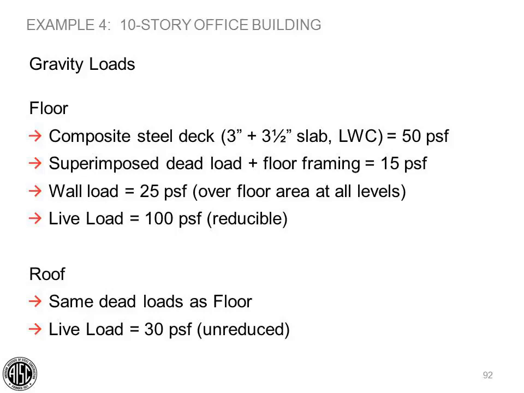Here are the gravity loads. The floor uses a 3-inch composite steel deck plus 3.5-inch lightweight slab equals 50 psf. Superimposed dead load plus floor framing allowance is 15 psf. We have a wall load of 25 psf over the entire floor area, and a reducible live load of 100 psf. For the roof, we'll use the same dead load as the floors, but we'll have a live load of 30 psf unreducible.